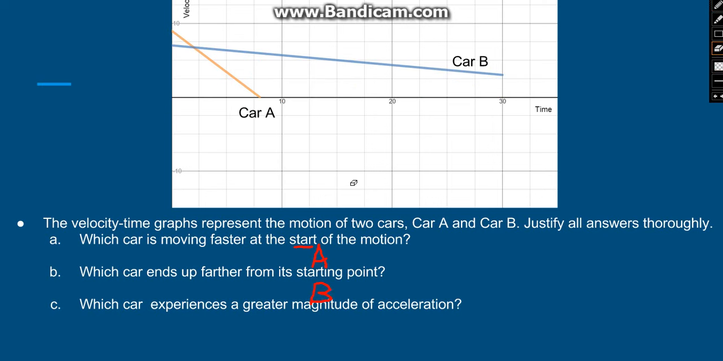Right. Last one's asking which car has the greater magnitude of acceleration. On a velocity time graph, you just have to look at which one is the steepest. For that one, the fairly steep line is car A. I mean, car B may travel further, but car A still gets to its location at a faster rate. And so for this one, car A would be the one that experiences the greater magnitude of acceleration. All right, let me go ahead and switch over to the next slide.